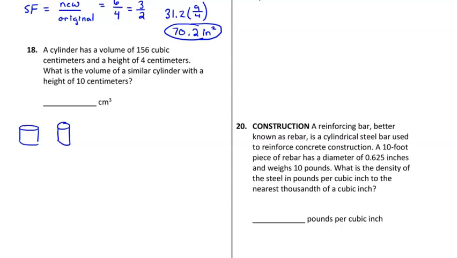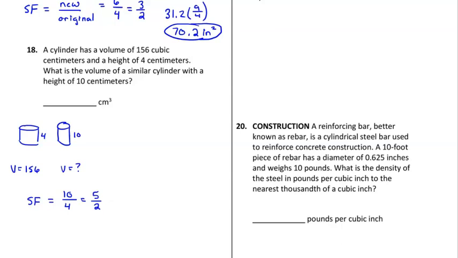All right, and so a cylinder has a volume of 156 and a height of 4. And then there's a similar cylinder with a height of 10. And then we're looking for the volume of this one. And so similar, you're going to take your scale factor, which is new over original, and in this case this would be the same as 5 over 2.